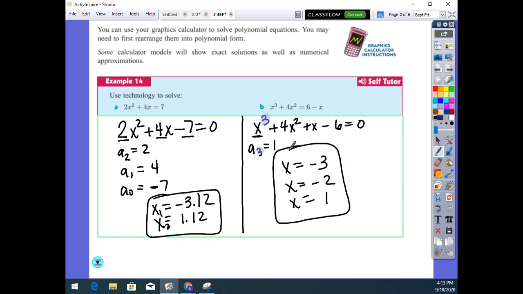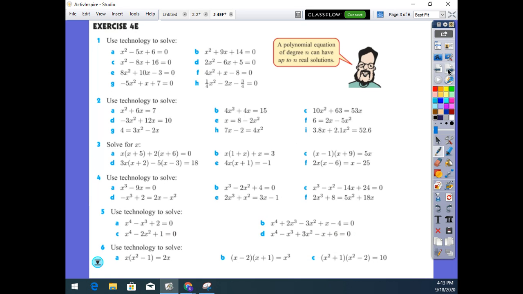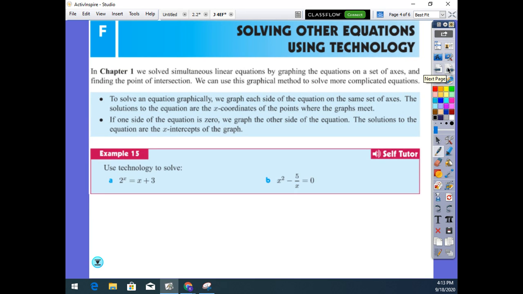Way slick, if you remember. And I'll tell you what, I never even think to use the calculator to solve this, but this is all this is. That's section E, solving other equations. Let's just wait on this one.